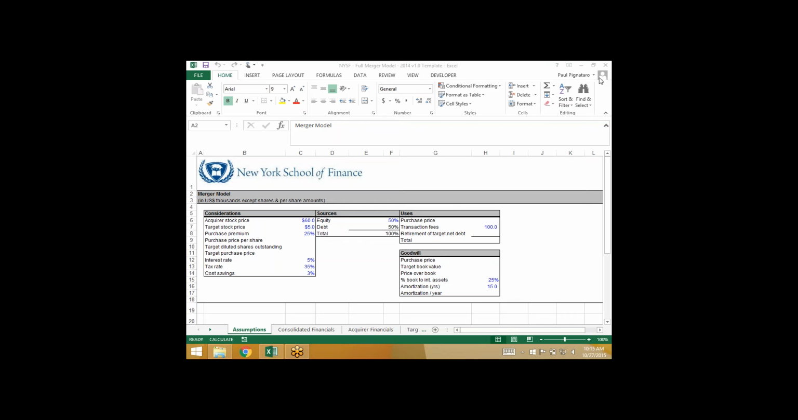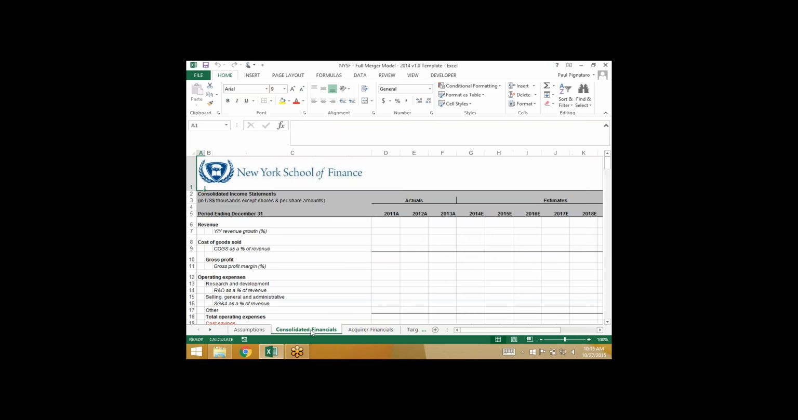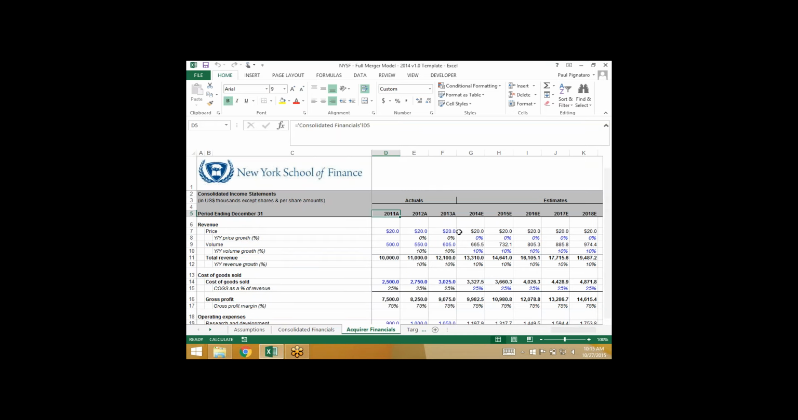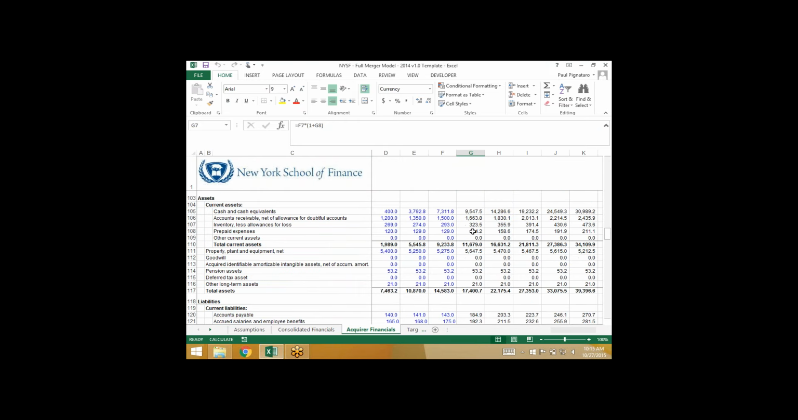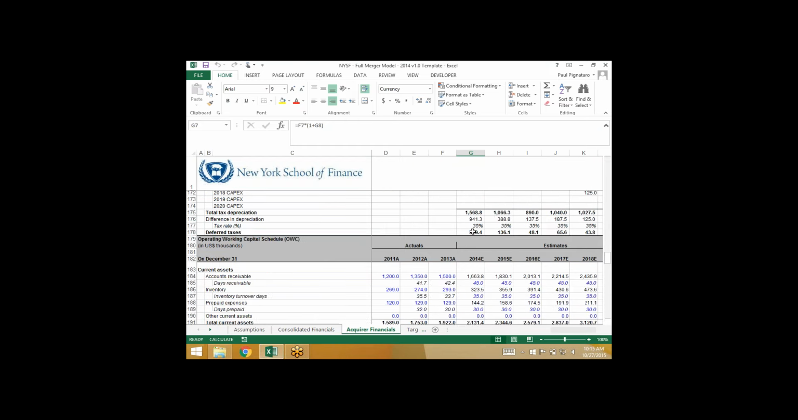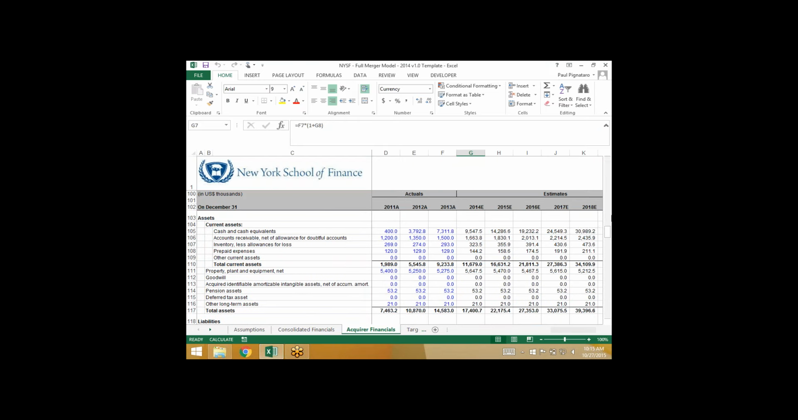Okay, so I want to just kind of start going through this. And as I mentioned before, the biggest difference between this and a mini merger model is we have full financials. Here are the consolidated financials. This is what we're going to build dependent on the individual companies. This is the acquirer, the acquiring business. And notice I've stacked the schedules: income statement, above balance sheet, above cash flow statement, depreciation schedule, working capital schedule, debt schedule. And the same with the target.